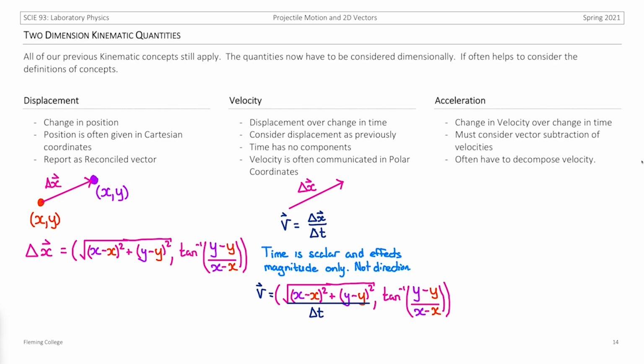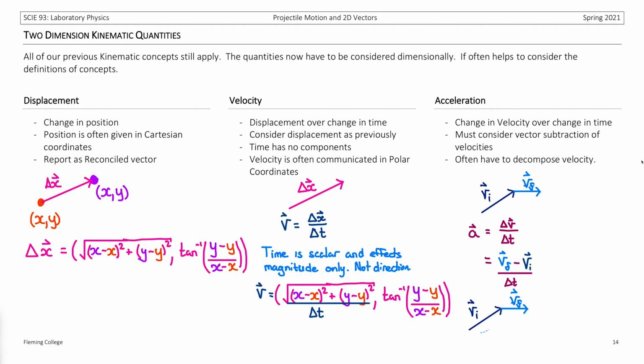Acceleration can be the most difficult of the 2-dimensional things to calculate. So change in velocity over change in time, we have to consider the vector subtraction of the 2 velocities. So if we consider an object that has an initial velocity up and to the right and a final velocity that is horizontal, think of our acceleration definition, change in velocity over change in time. We calculate this with the final velocity subtract the initial velocity divided by change in time. So we need to be very careful.